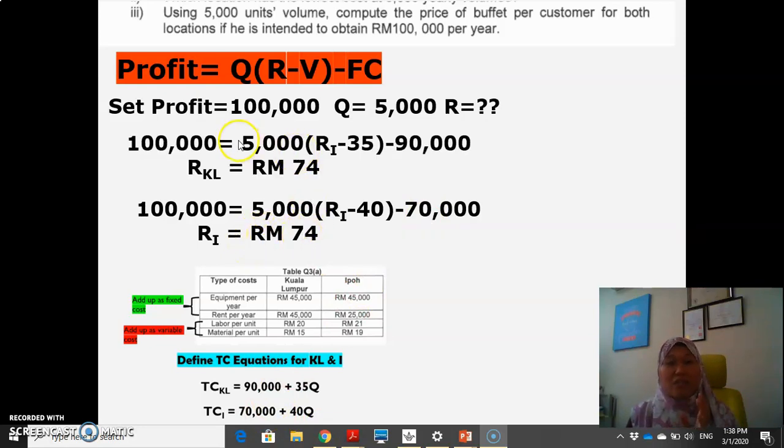And then let's calculate for KL. For KL, profit is the same because he intended to get 100,000. The Q is also the same because he said 5,000. And then we have 90,000 from the fixed cost. So I think we have solved the question for KL and also for Ipoh. So I hope you understand and thank you so much.